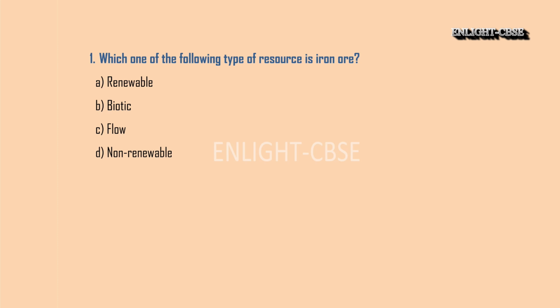Question 1. Which one of the following type of resource is iron ore? A. Renewable. B. Biotic. C. Flow. D. Non-renewable. Answer: non-renewable.